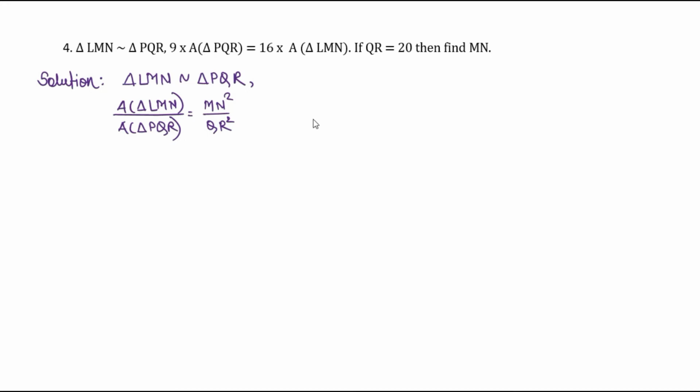Now why am I selecting this pair only? Because QR is given and MN we have to find. Hence I am selecting this statement. These two sides only. Okay, these are the corresponding sides of these two similar triangles. Now this is from the theorem of, every time you have to mention this theorem, the theorem of areas of similar triangles.